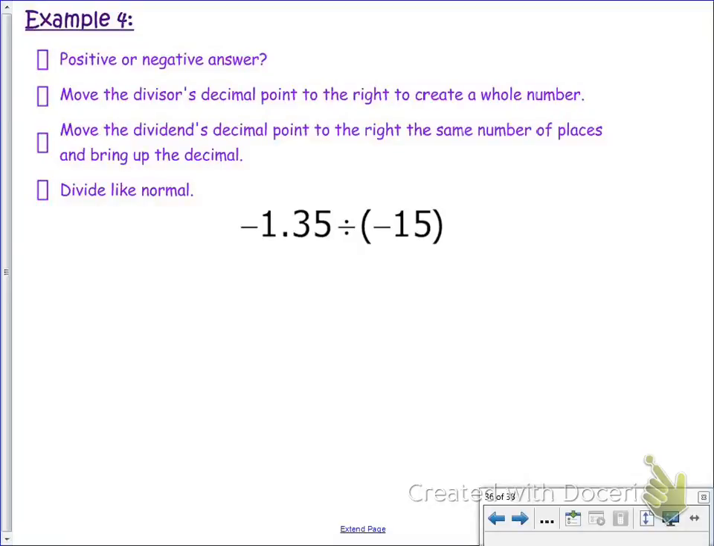Alright, in this video I'm going to show you how to divide decimals. If you have not already done so, go check out the multiplying decimals and the integer video. It's going to be super helpful. So what we're going to do here is show you how to divide decimals.